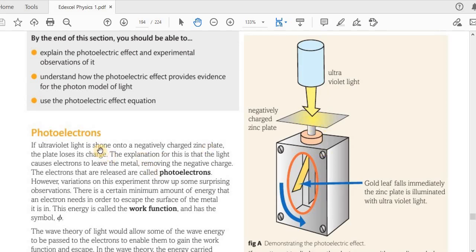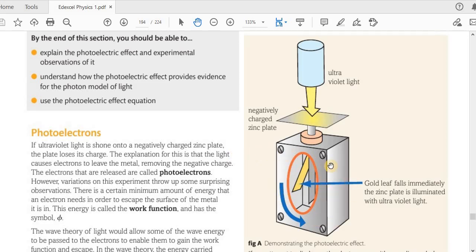If ultraviolet light is shone onto a negatively charged zinc plate, when it is negatively charged, it will be easier because you have more negative charges or more electrons, so it will be easier to remove the electrons, but we'll see. Shone onto a negatively charged zinc plate, the plate loses its charge.